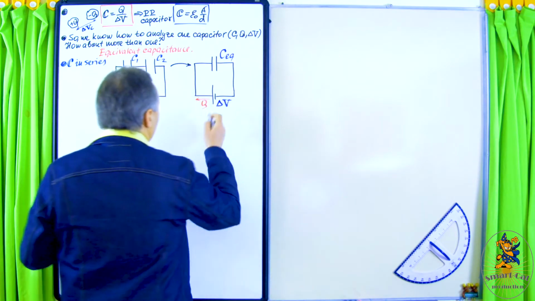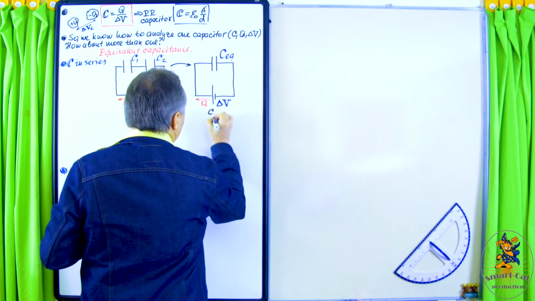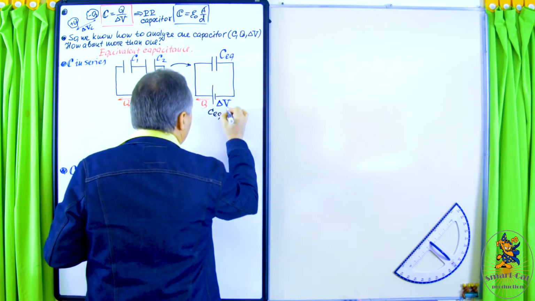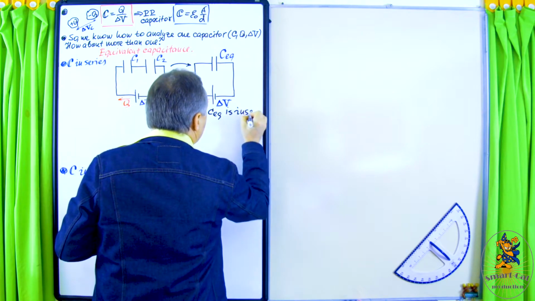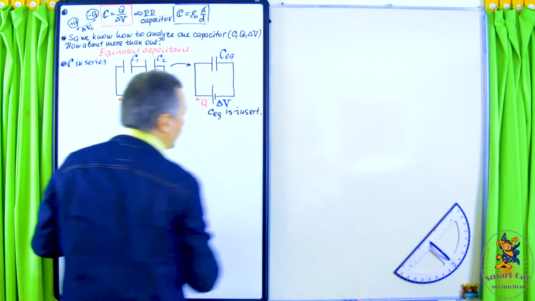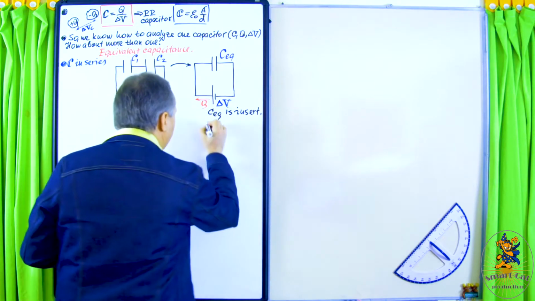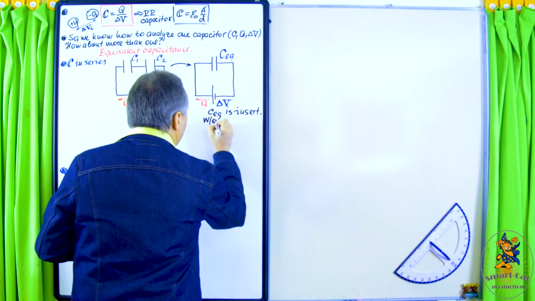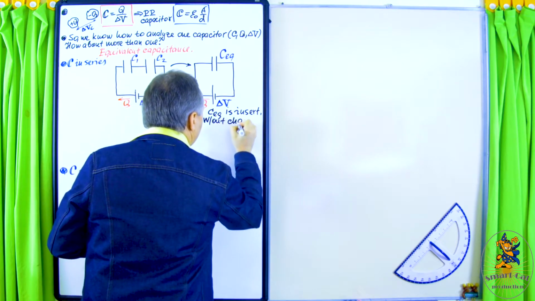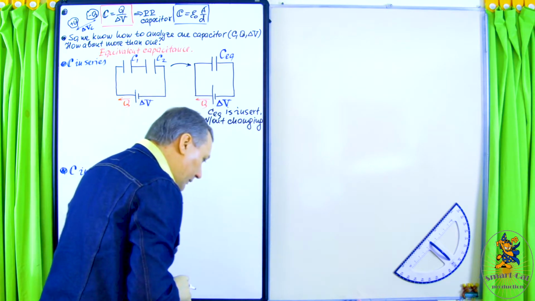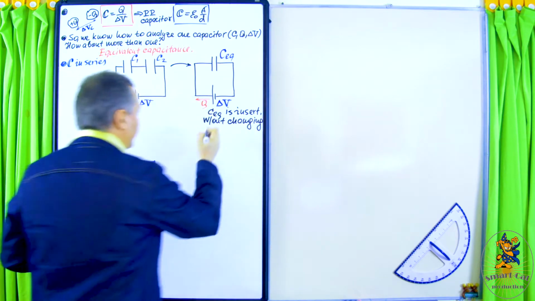All right, so I can write, C equivalent is inserted without changing the operation of the circuit.